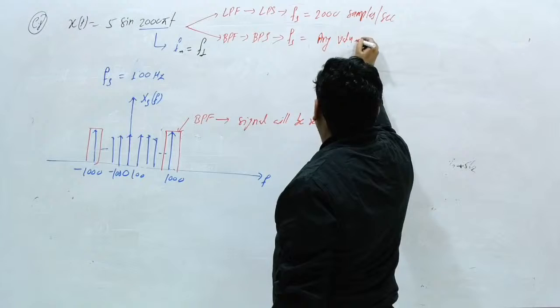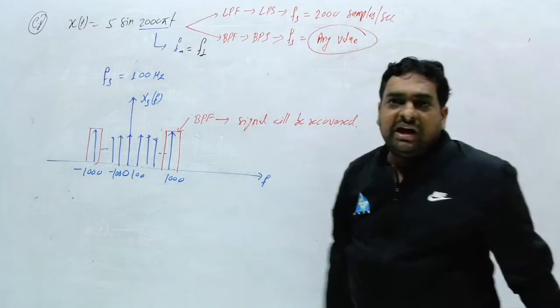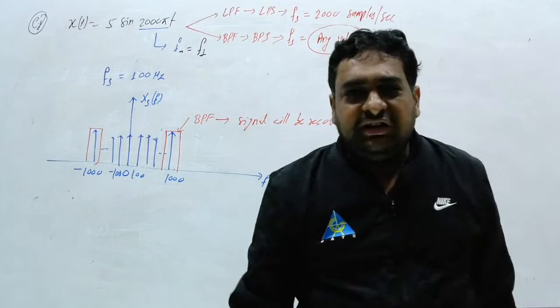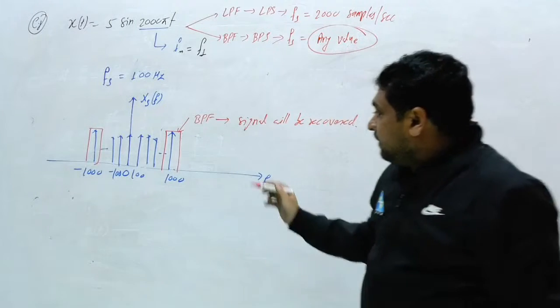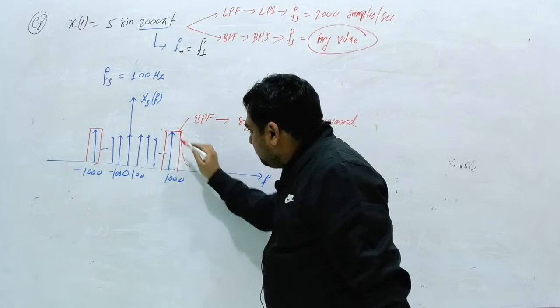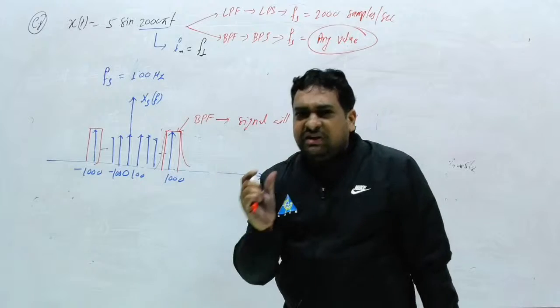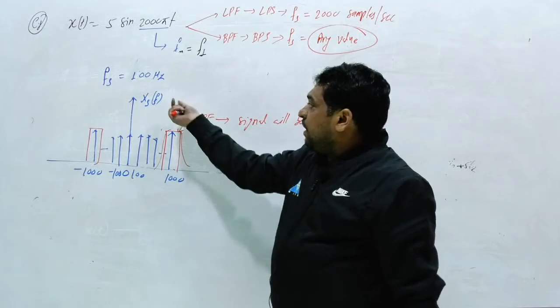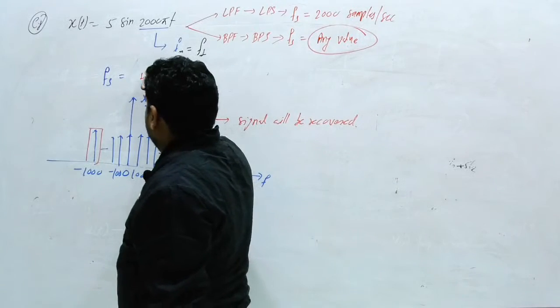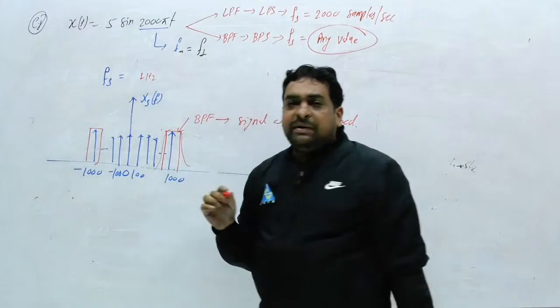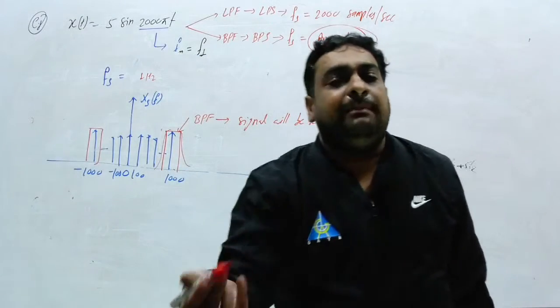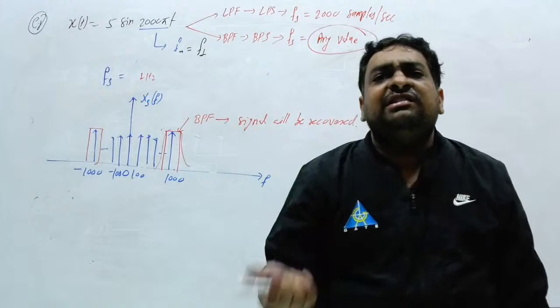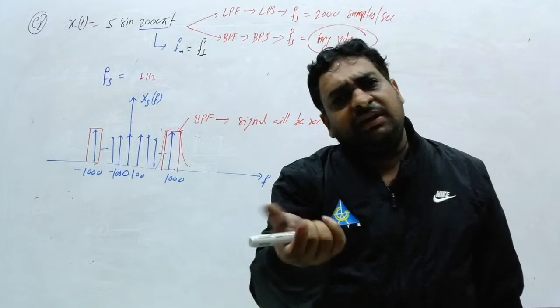Any value. It can be any value. But this filter is a practical filter, so some width is required here. So we cannot assume 1 hertz. If the ideal was 2000 samples per second, in a practical situation you can consider 50 samples per second.